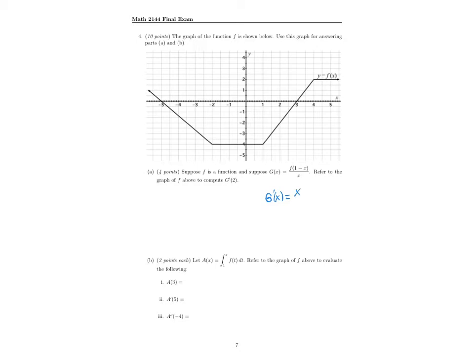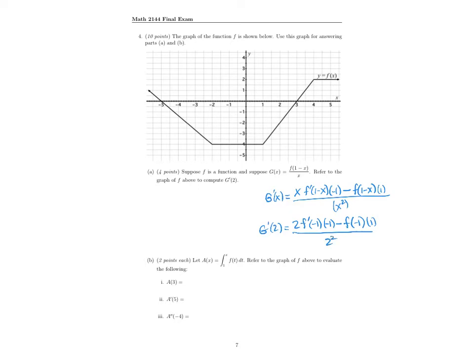So it'll be low times the derivative of the high, so that'll be f prime of 1 minus x times the derivative of the inside, which is negative 1. Low d high minus high, f of 1 minus x, d low, the derivative of x is just 1, over the denominator squared. So g prime of 2 is going to be 2 times f prime of 1 minus 2, so f prime of negative 1 times negative 1, minus f of 1 minus 2, so negative 1 times 1, over 2 squared, which is 4.